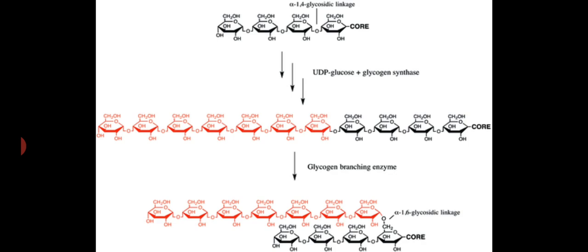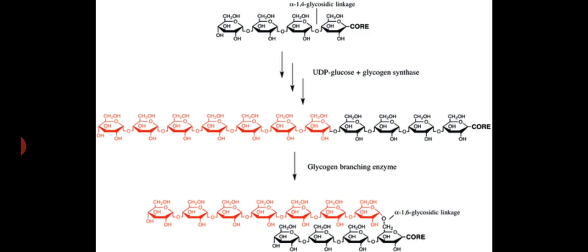Glycogen synthase catalyzes only alpha 1,4 glycosidic bond formation. Branching in glycogen molecule is done by a separate enzyme called branching enzyme. This enzyme is also known as amylo 1,4 to 1,6 transglycosylase.